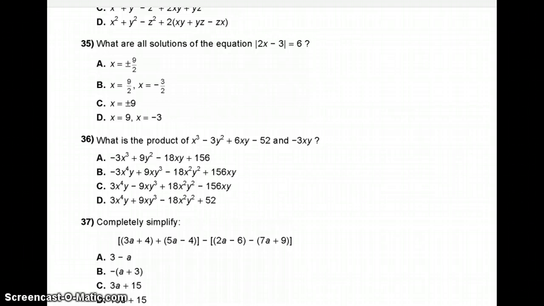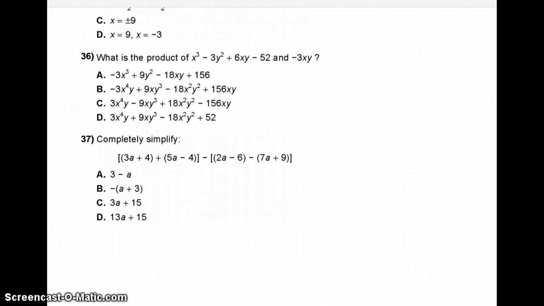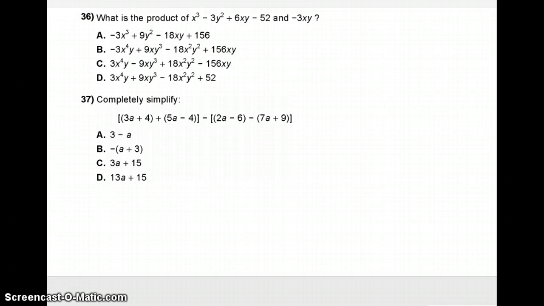35. What are all solutions of the equation? 36. What is the product of x cubed minus 3y squared plus 6xy minus 52 and negative 3xy? Number 37. Completely simplify.